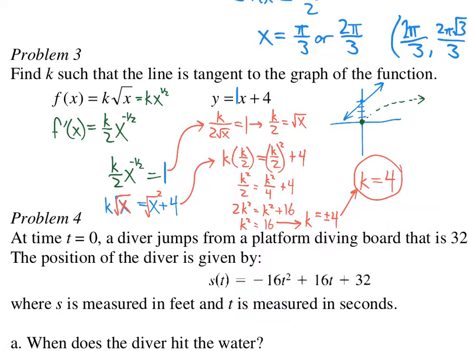You can test it if you like. We could even test it on our graph: plot a 4 square root of x and make the line x plus 4, and make sure that they actually intersect, and only intersect at one point. Okay? That's how we could solve that.